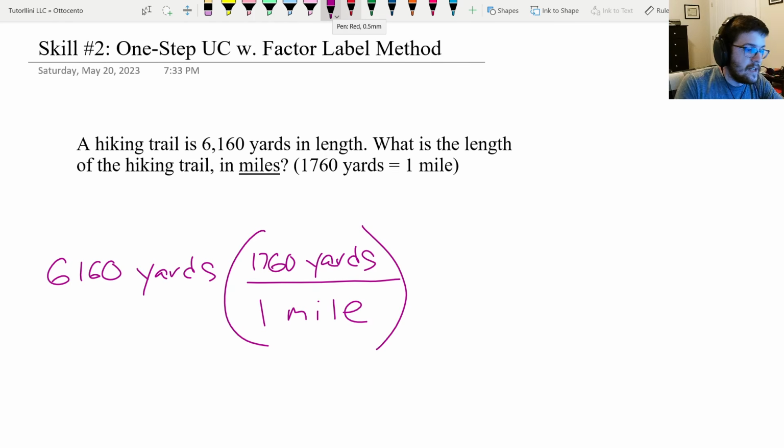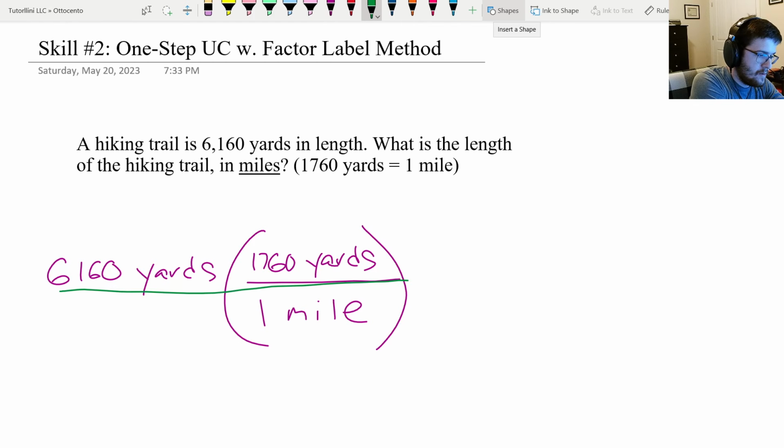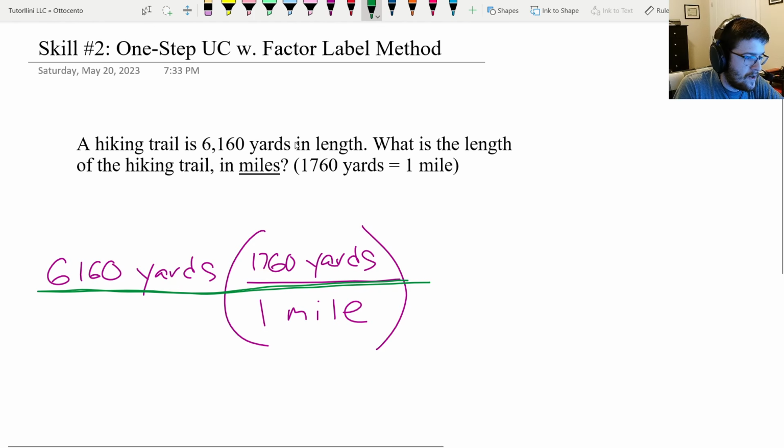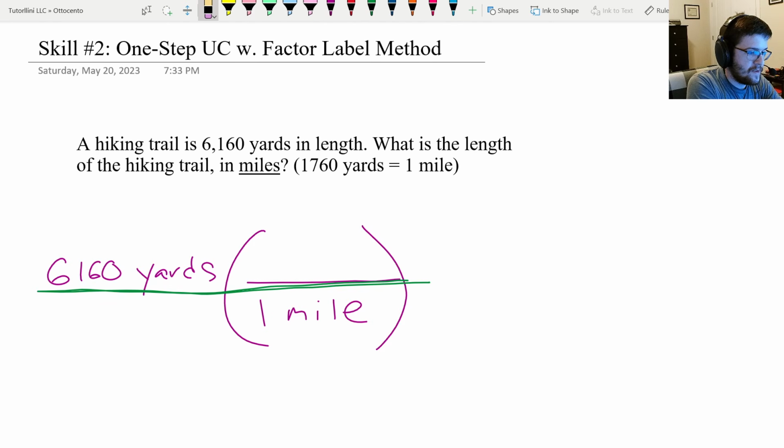But looks like I made a mistake here because when I go to cancel, I see the units of yards are on the same side, so it's not going to cross out. So all I'm going to do is realize that I made that mistake, and I'm going to switch these guys. Like I said, pretty much a 50-50 chance of doing it correctly every time you go to do a step of a unit conversion. So 1 mile goes on the top, 1760 yards goes on the bottom.